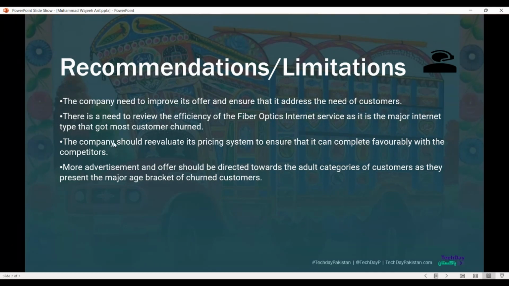The company should reevaluate its pricing system to ensure that it is favorable compared with competitors. I think the pricing system is not good. And at the end, more advertisement and offers should be directed toward the adult category, because most of the adults are leaving the company and its services, as they represent the major age bracket of churn customers.